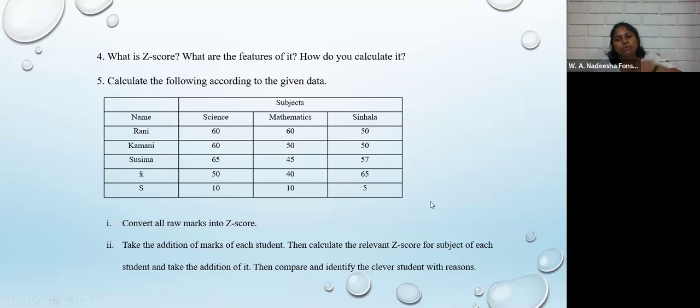By looking at the addition of raw marks and the addition of Z marks, you have to compare and identify the clever student with reasons. So according to raw marks, one will be the clever student. According to the Z score marks, one will be the clever student. You have to mention that. Then you have to give the reasons. It is not fair to take the decision with raw marks. It is fair to go for Z score marks because it compares the student's performance with the same category. Like that, you have to clarify your answer. We need that ability from you.